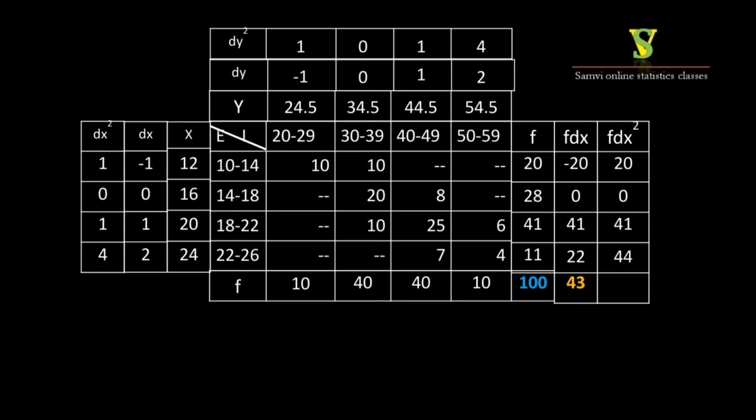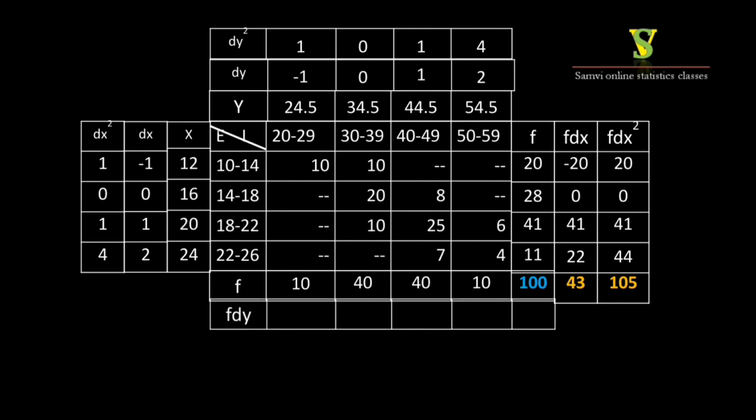So now you have to take the total. So the total here is 105. Once you calculate f dx and f dx square, next you have to move to f dy and f dy square. Getting? So you have to go for f dy. Here also you have to apply the same procedure.